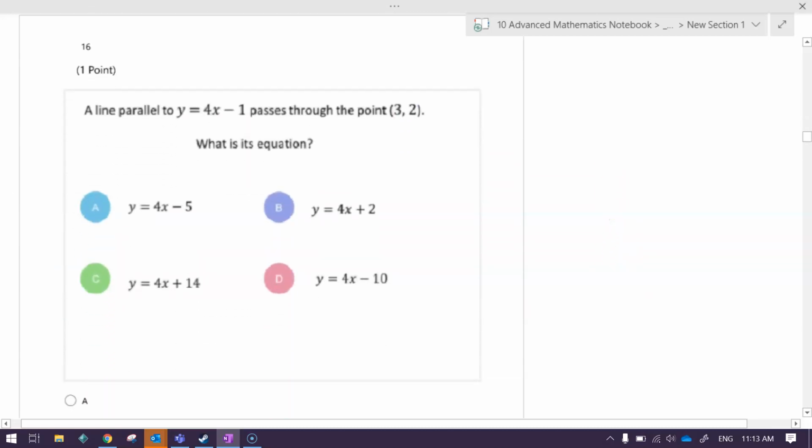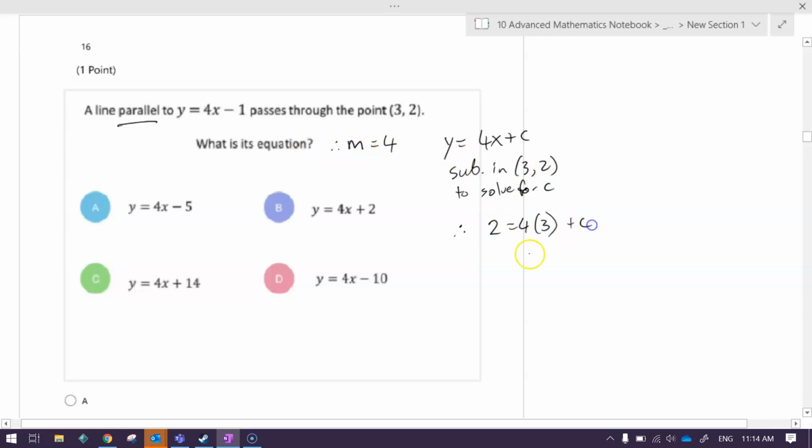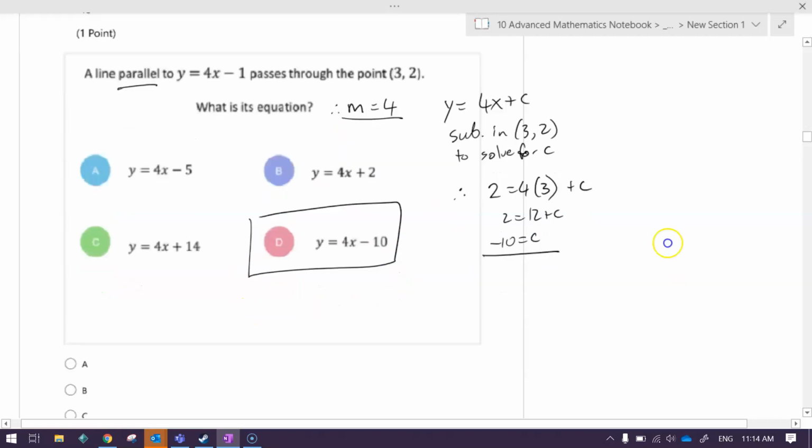Line parallel to 4x take 1 passes through the point 3, 2. What is its equation? Parallel line, so it has the same gradient. M is equal to 4. So now I can write y equals 4x plus c, and I substitute in the point I know, which is the point 3, 2, to solve for c. So y is 2, so I've got 2 equals 4 times 3 plus c, 2 equals 12 plus c, -10 equals c. So I've got a gradient of 4, a y-intercept of -10, y equals 4x take 10. Answer D.